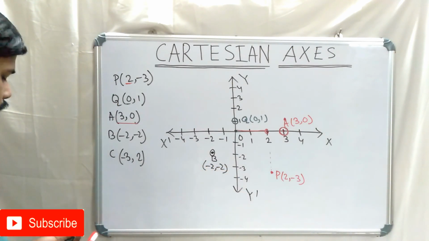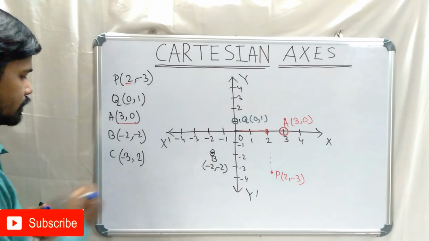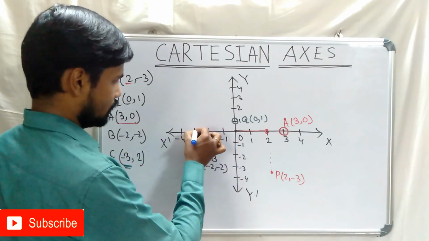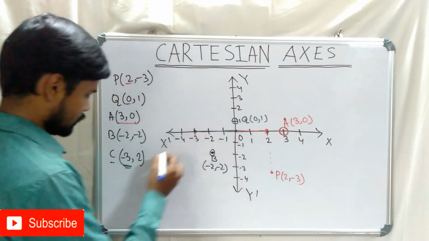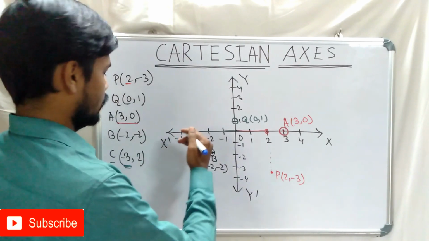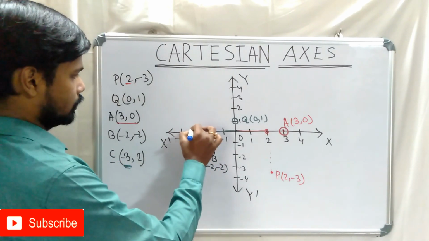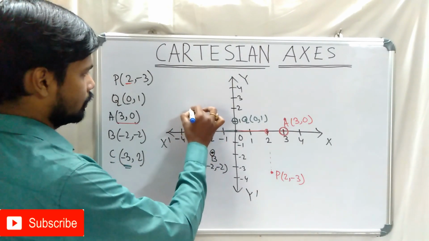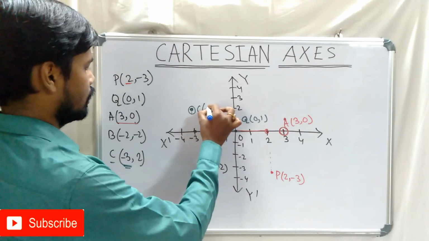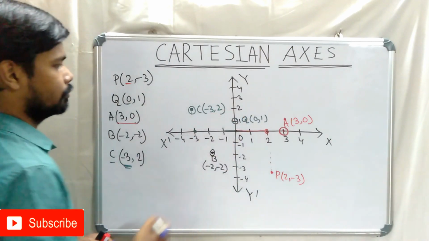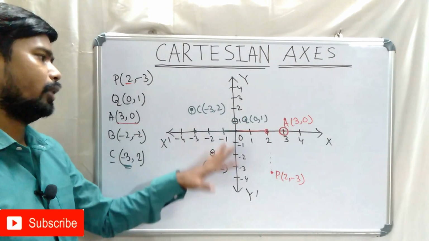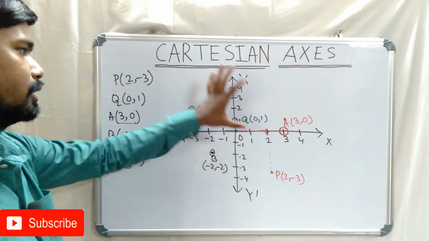Now for the last point C, we have to go minus 3 distance along the x-axis, and 2 units of distance along the y-axis, that is upward. So we have to move this distance. Okay, so this is the point C whose coordinates are minus 3, 2. So this is the way of plotting the points on the Cartesian axis, that is the Cartesian plane.